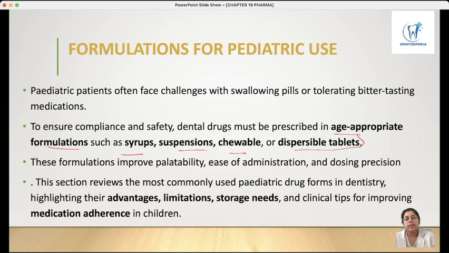For example, for a very small child who cannot swallow a pill or a tablet, you will go with the syrup. For a little bigger child, you can go with chewable tablets or suspension or dispersible tablets. So these are some of the things you have to see according to the age of the patient. These formulations improve the palatability, ease of administration, and dosing precision. This section will review the most commonly used pediatric drug forms in dentistry, highlighting their advantage, limitation, storage needs, and clinical tips for improving medication adherence in our children.